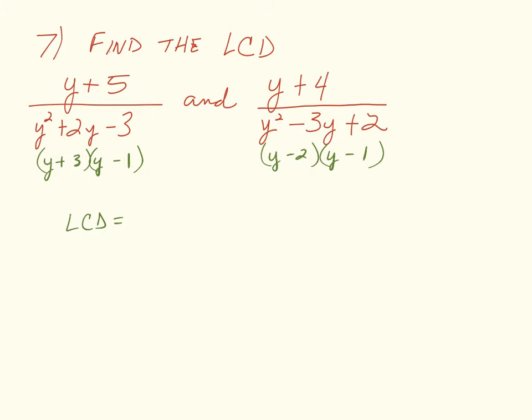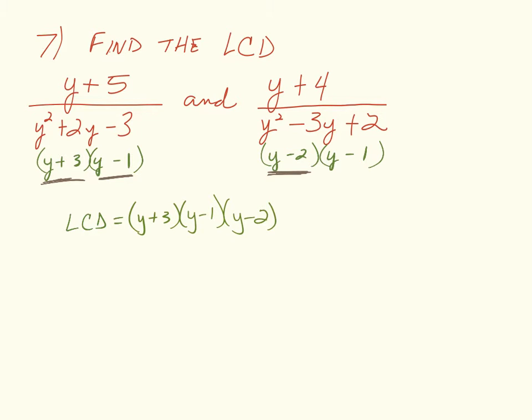So the LCD must contain, let's see what we have different here. We have a y plus 3. We have y minus 1. We have y minus 2. And we have another y minus 1, but when we were first writing it, let's write it one time. Here we have y plus 3. We have to include a y minus 1, and we have to include a y minus 2.